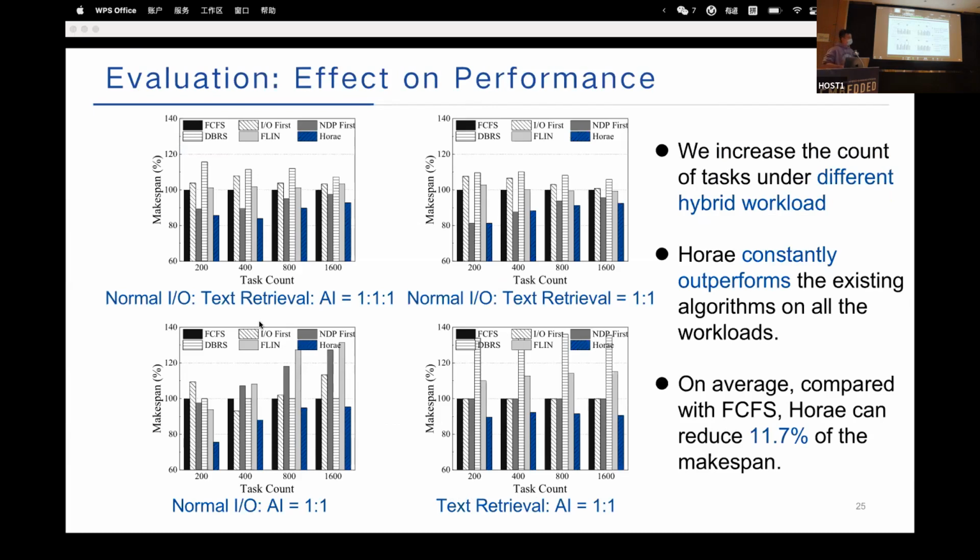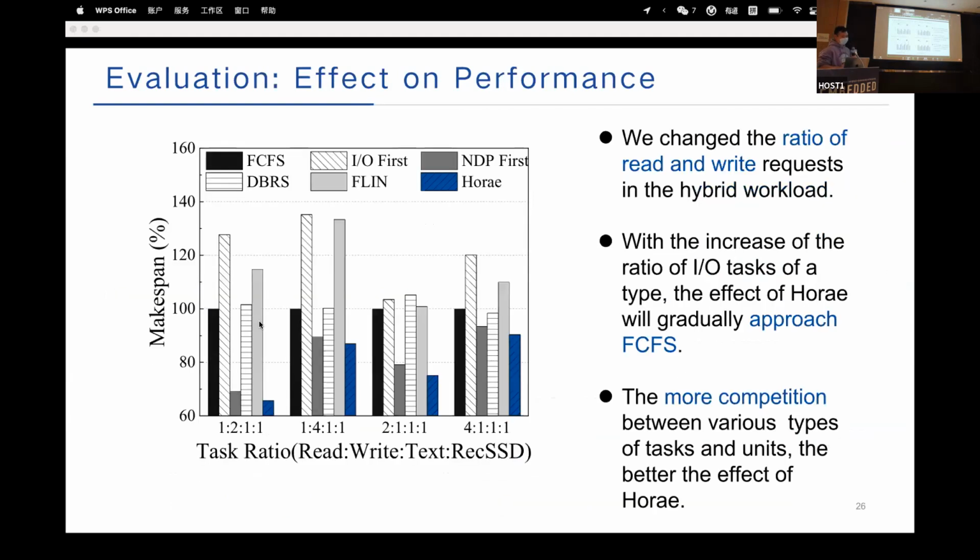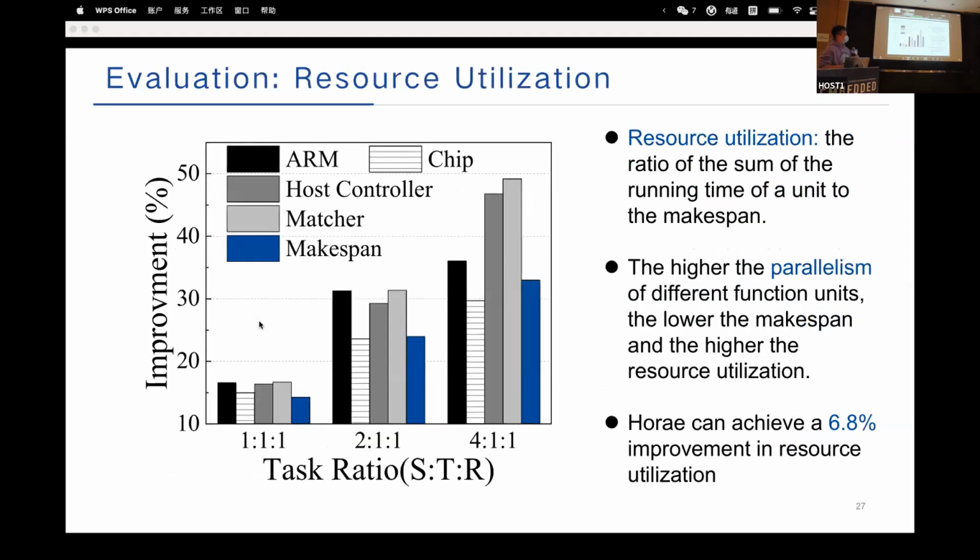As we can see on the slides, Horae constantly outperforms the other existing algorithms on all workloads. On average, compared with FCFS, Horae can reduce the makespan by 11%. Next, we change the ratio of read and write requests. As we can see, with the increase of the ratio of I/O tasks, the effect of Horae gradually approaches FCFS. And then we test the resource utilization.